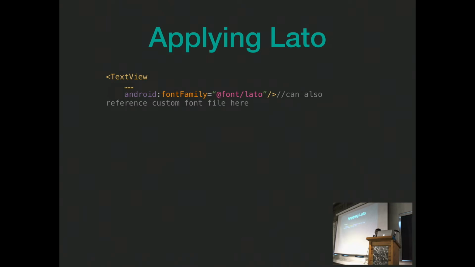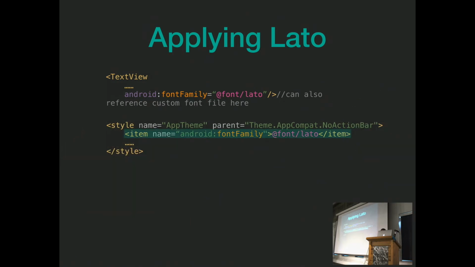Now, if you want all the text views in your app to have the same custom font, all you have to do is, boom, one line of XML in your app theme, and all the text views in your app will have this font. No more custom text views, no more third-party library dependencies just to use custom fonts. So this is a pretty big improvement from Android.